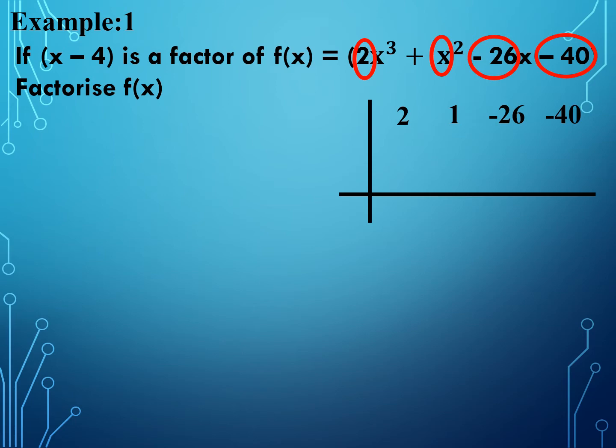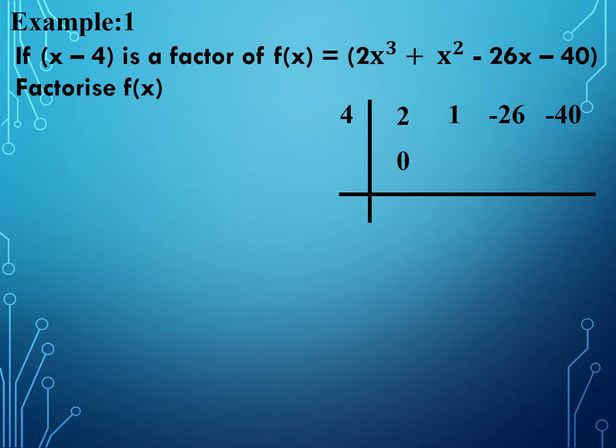Now we know that we have to divide this by x minus 4, meaning x minus 4 is the factor. So we will write here 4. Why? Because x minus 4 is the factor. x minus 4 equal to 0, so x will be 4. So now using this, let us see how we can divide.